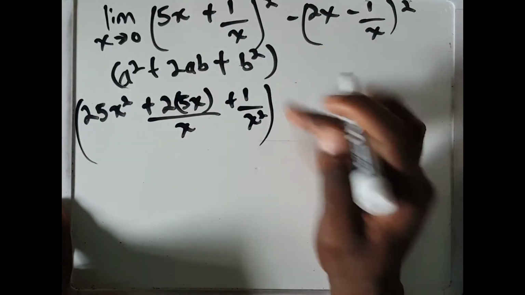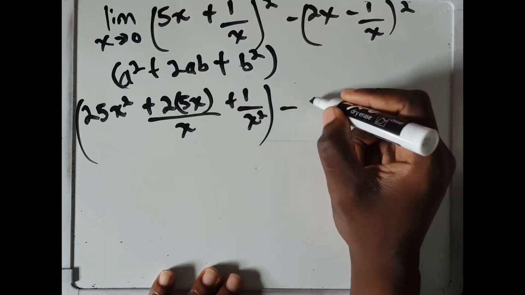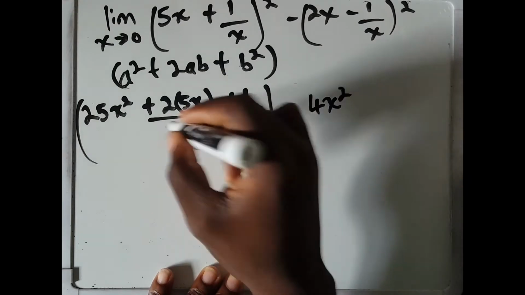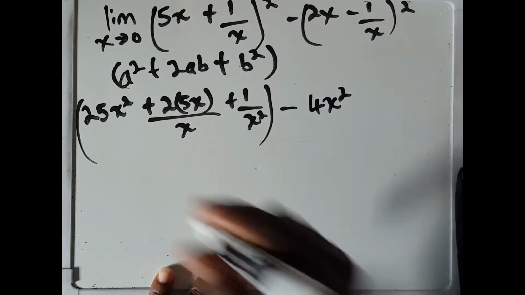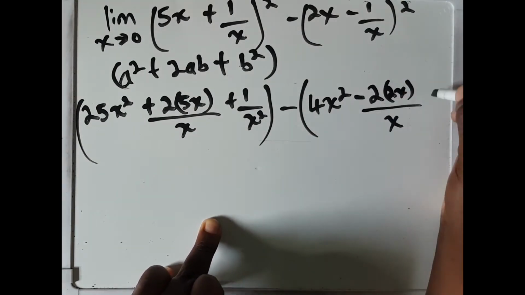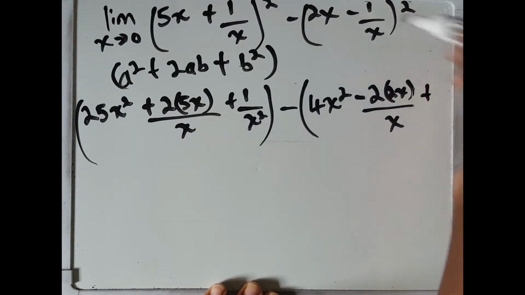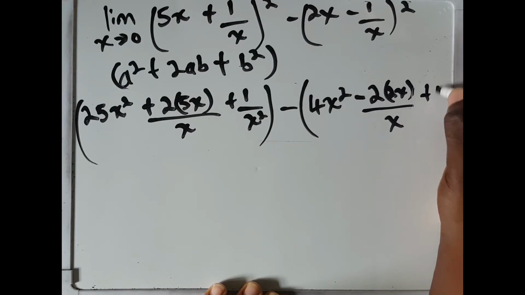Then to my second bracket, if I square my first term, which is 2x, I would have 4x squared. And the same thing. And for the last term, I'd have plus, and the reason for plus is I'm squaring a negative 1, so it will become positive. So plus 1 over x squared.